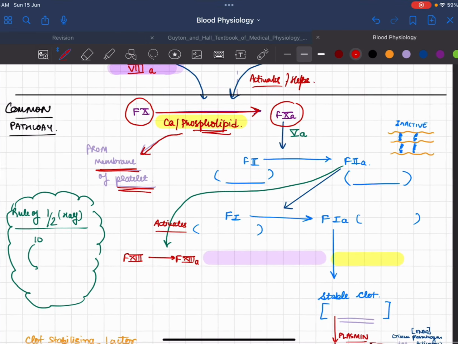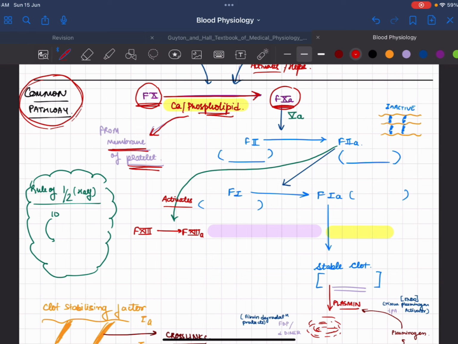Okay, so now we have done the intrinsic pathway, we have done the extrinsic pathway. Now we will move to the common pathway. The first step in the common pathway is factor 10, which is converted to factor 10A. Then after that there's this important factor, factor 5A. What does factor 5A do? Factor 10A along with 5A converts factor 2 into 2A.